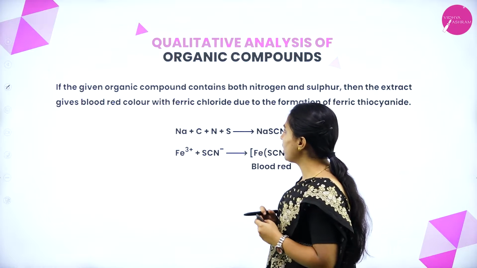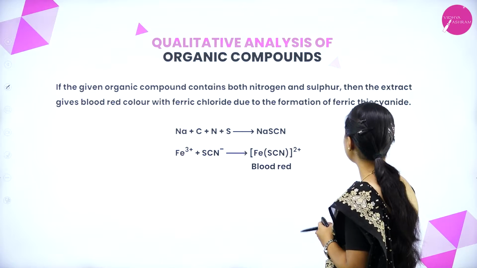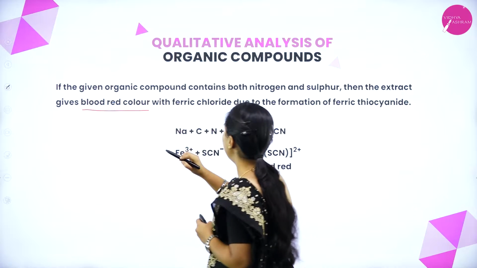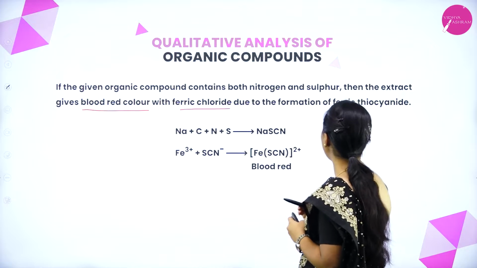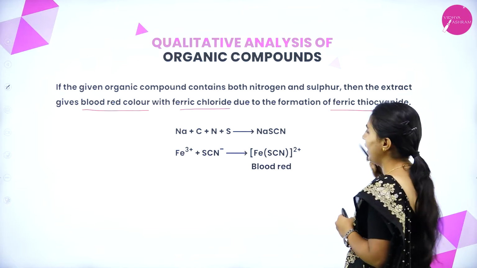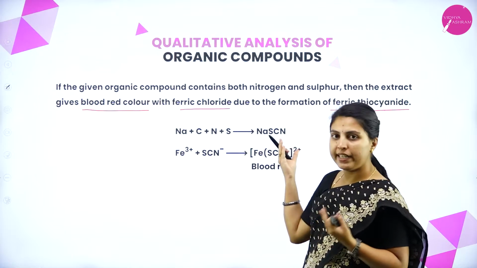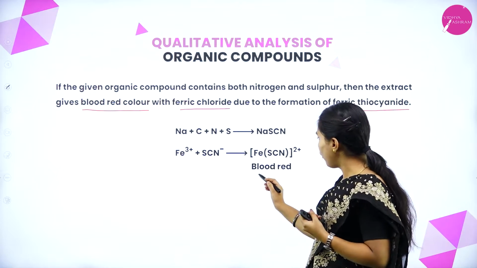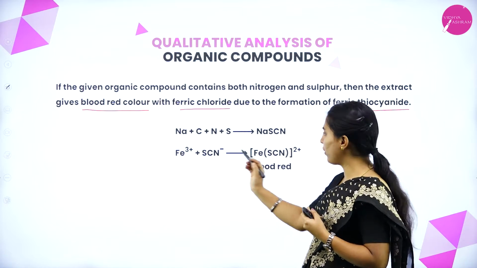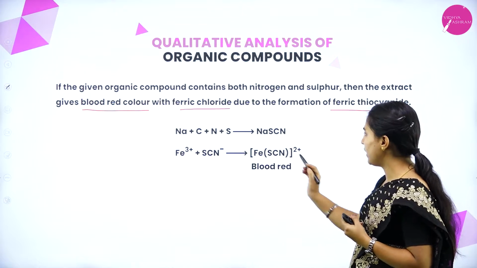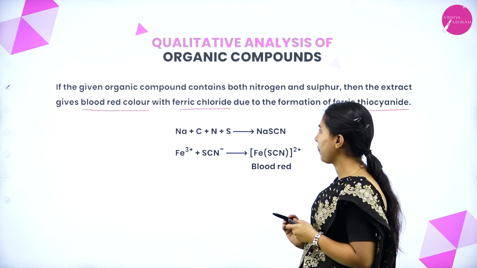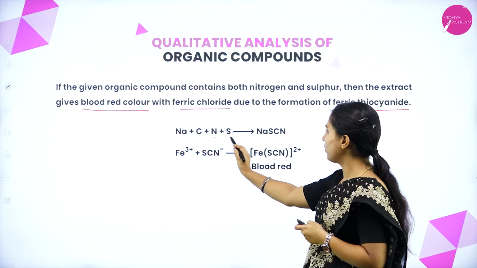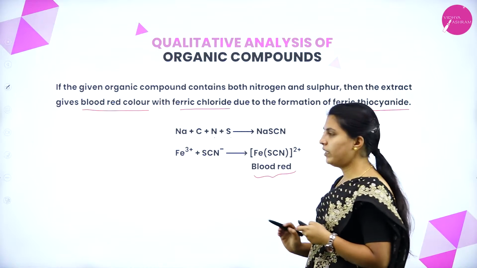If the given organic compound contains both nitrogen and sulfur, then the extract gives a blood red color with ferric chloride due to the formation of ferric thiocyanate. There is a chance of containing nitrogen and sulfur at a time. At that time it will form blood red color, as ferric thiocyanate forms. See here, sodium, carbon, nitrogen and sulfur. If both are present, it will form blood red color.